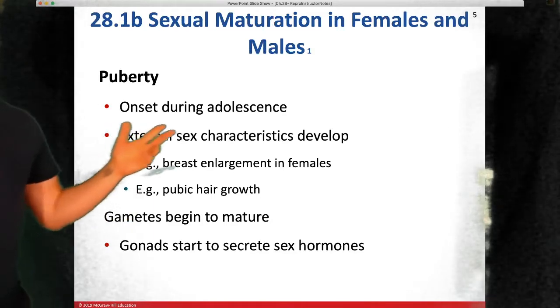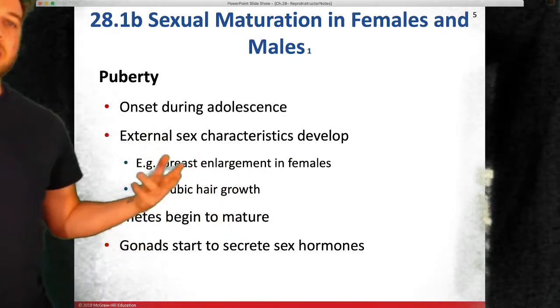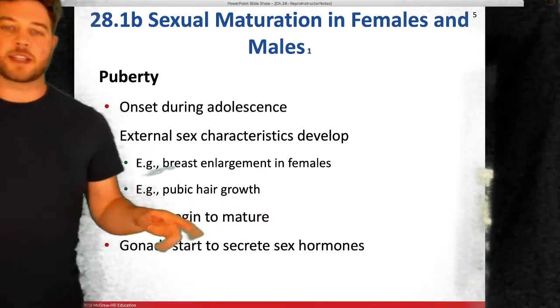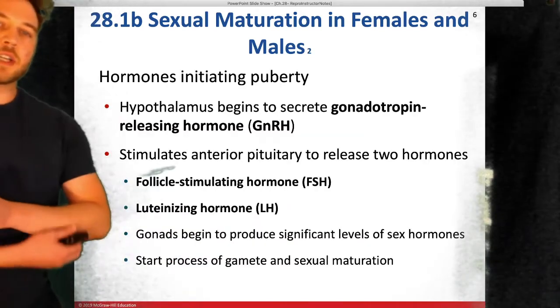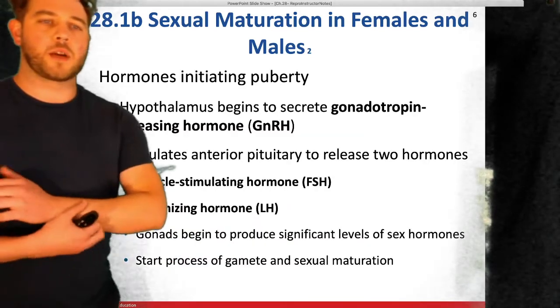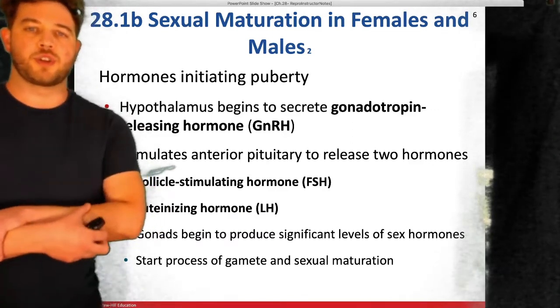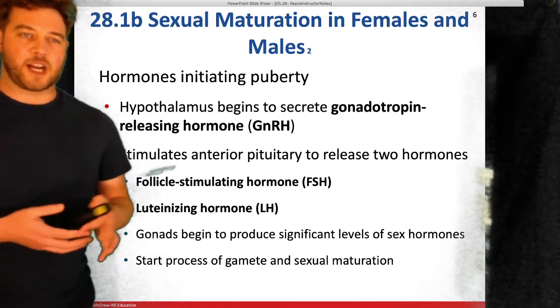During puberty, you have the onset of adolescence, and external sex characteristics develop, your secondary sexual characteristics. The gametes also begin to mature, the sex cells inside of the gonads. The gonads will also start to secrete sex hormones. We'll look at hormonal regulation of both males and females fairly in depth, but you should also understand it overall, as there are some common elements to it.